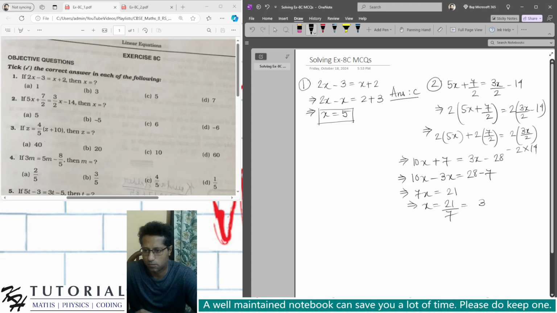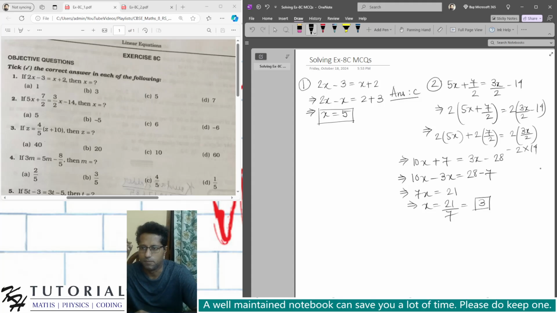This is equal to 3. So the solution or root of the given linear equation is 3, and hence why it is coming 3. There are no choices. Let me see. I got an answer 3, but in the choices there is no choice of 3. I might have done some mistake.